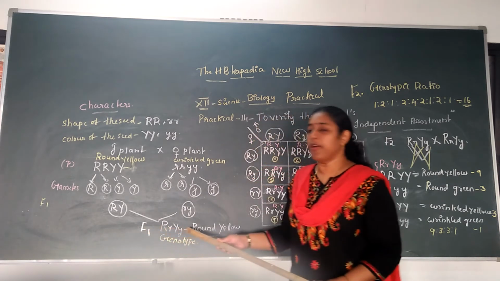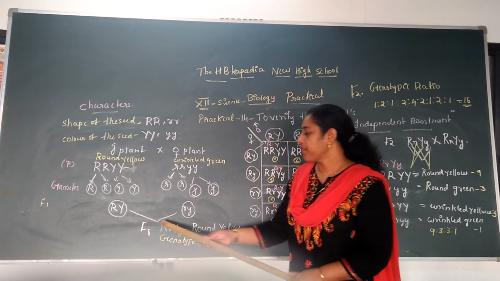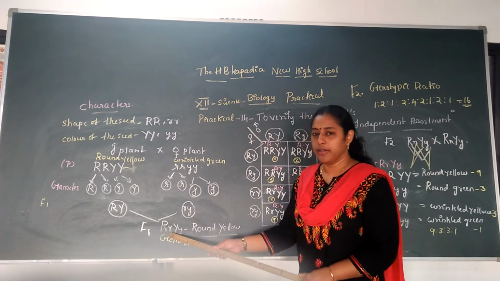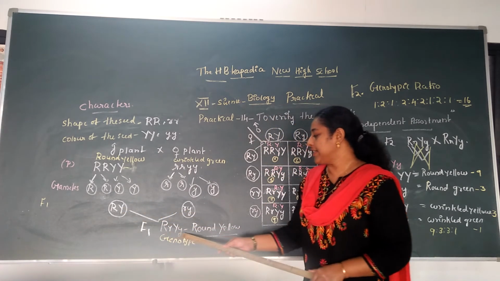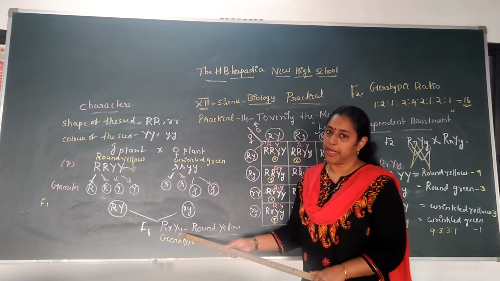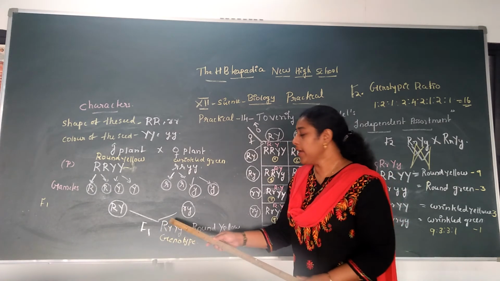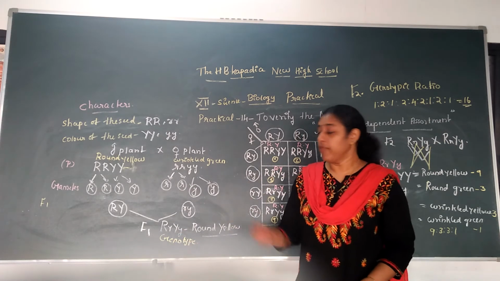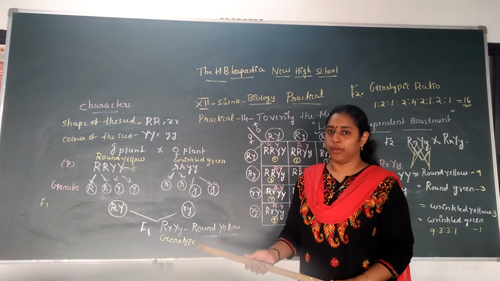Now look at the anatomy of the F1 plant, genotype of the F1 plant. F1 plant is capital R, small r. So I am writing capital R, small r. Now capital Y, small y. So this is the genotype of the F1 plant. So what is the genotype of F1 plant? Capital R, small r, capital Y, small y. So we got the genotype. From the genotype we can conclude what about the phenotype.